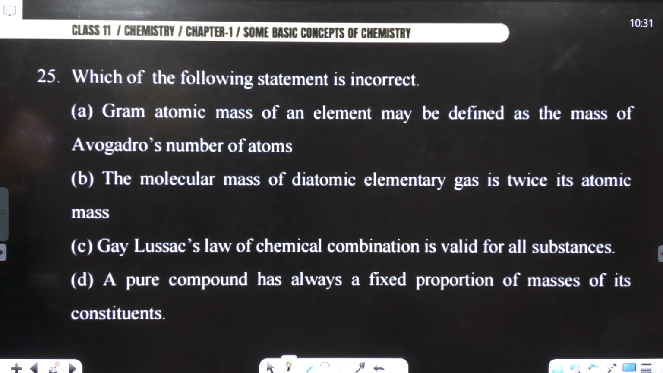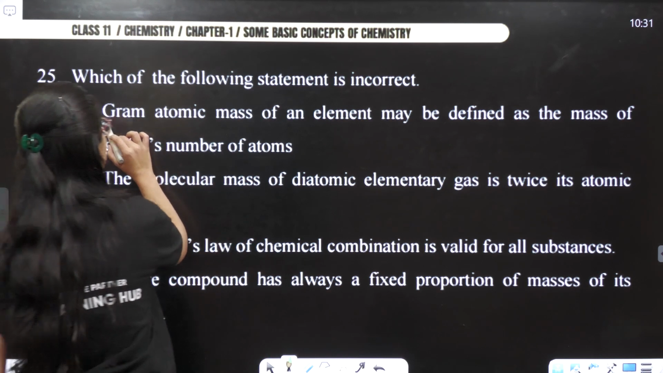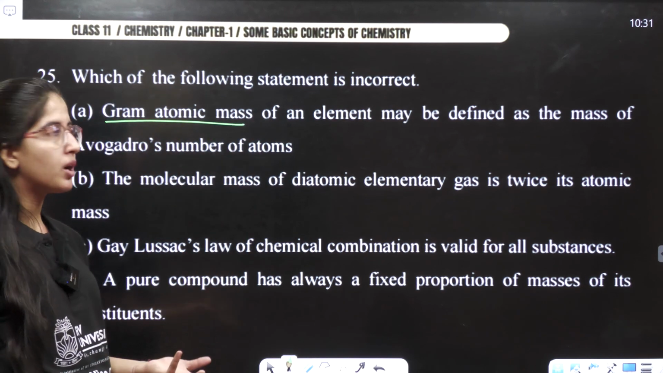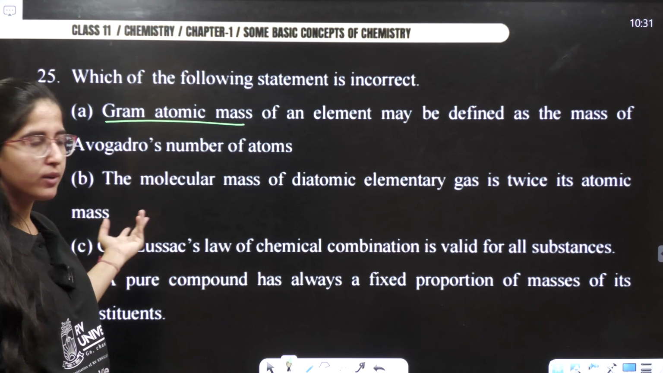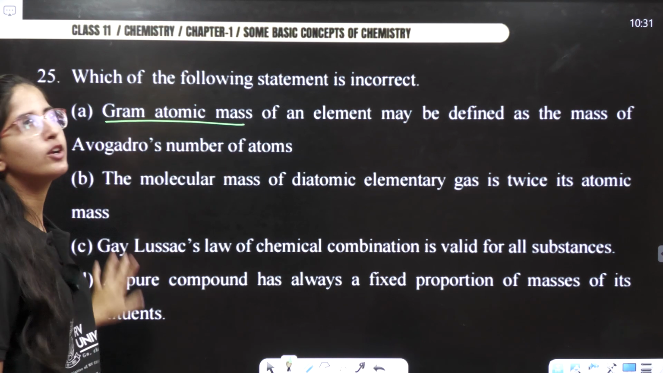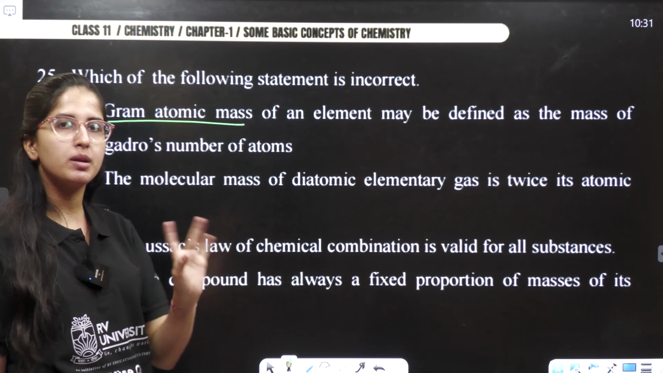Next question. Which of the following statements is incorrect? They have asked: Gram atomic mass of an element may be defined as the mass of Avogadro's number of atoms. Yes, when we say gram atomic mass, it is talking about 1 mole of the compound, and 1 mole is nothing but Avogadro's number. The molecular mass of a diatomic elementary gas is twice its atomic mass. Yes, it will be 2 into atomic mass, twice.